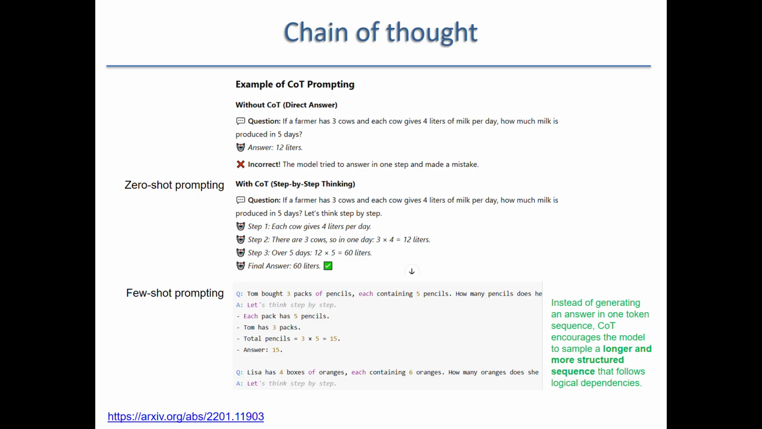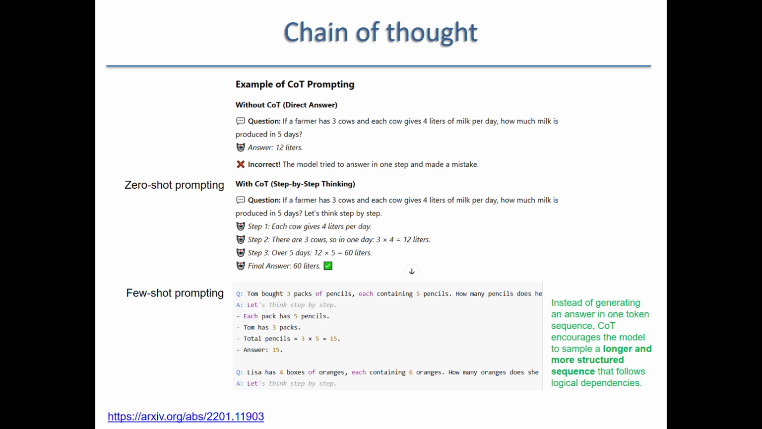So this is without chain of thought. For instance, let's say that we pose the LLM a problem, like if a farmer has 3 cows and each cow gives 4 liters of milk per day, how much milk is produced in 5 days? So the network produces 12 liters, that is incorrect.